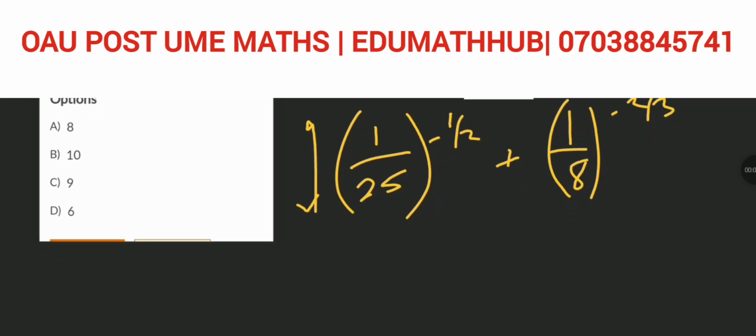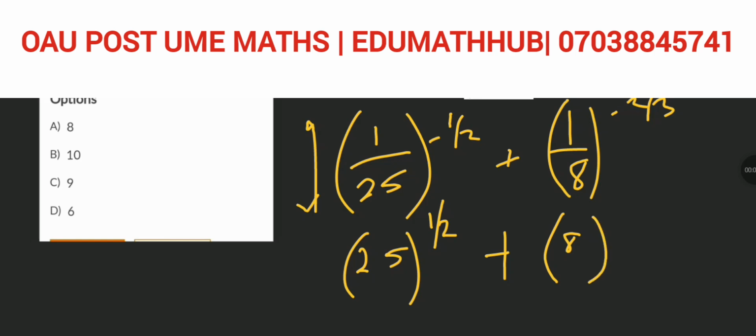So let's flip 1 over 25. If you flip it, you're going to get 25 over 1, which is the same thing as 25. Then don't write the negative sign again. Just write 1 over 2. Don't write minus 1 over 2 again. Plus 8. This one will become 8 over 1. That's 8. Okay, don't write the negative sign again. That will be 2 over 3. Okay, we already flipped it.